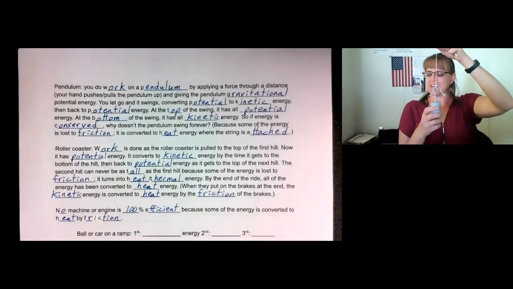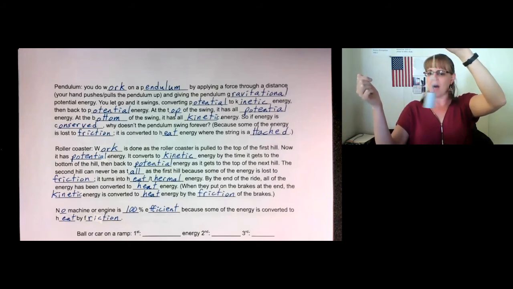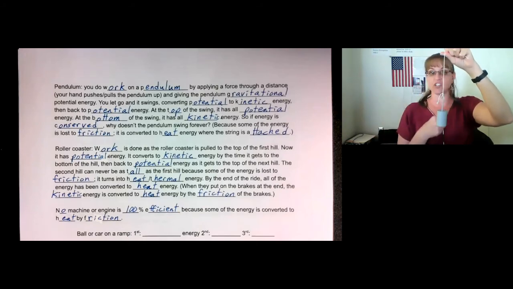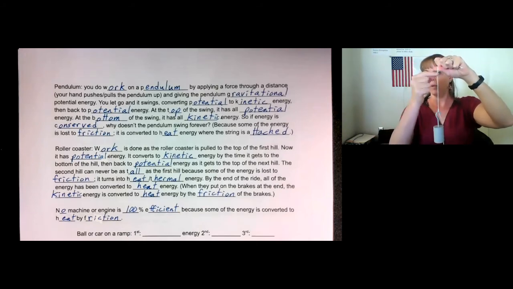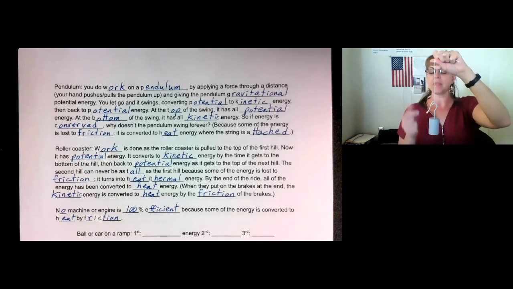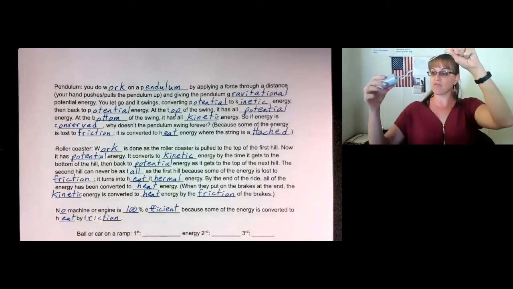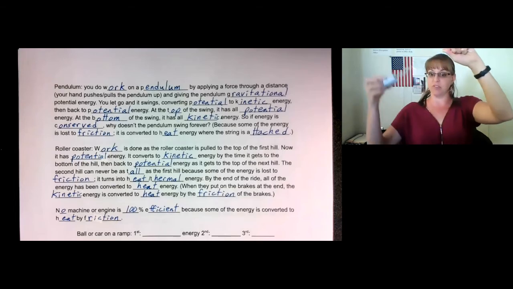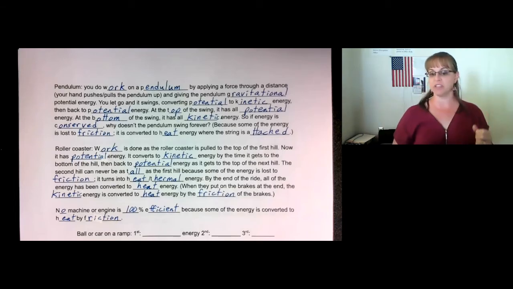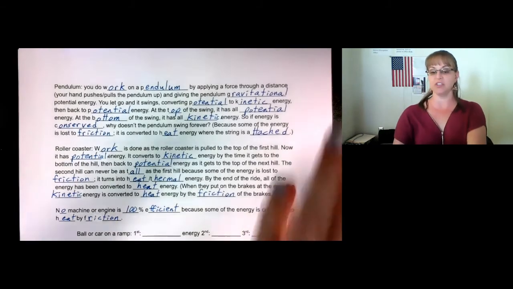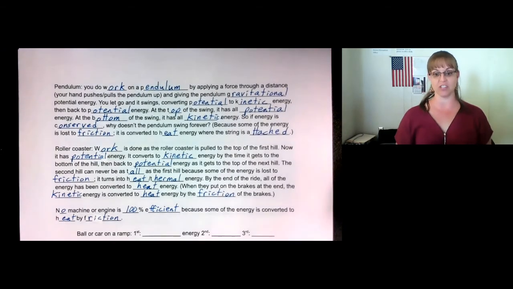So wait a minute. If energy is conserved, why does the pendulum come to a stop? Well, that's because of friction. There's friction here where the string rubs against my hand. There's also air resistance from the pendulum moving through the air. And between the two, there is enough friction to convert the energy of the pendulum to heat energy. And eventually the pendulum stops swinging.